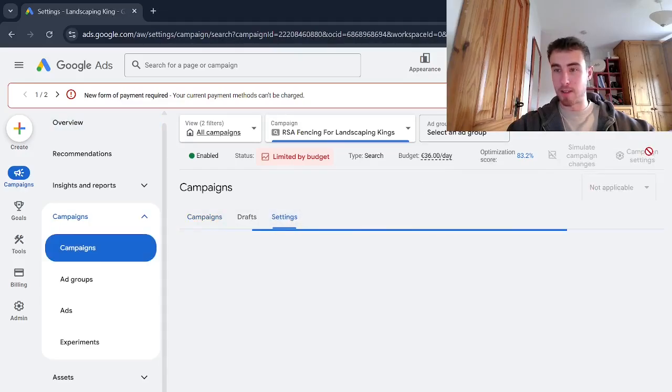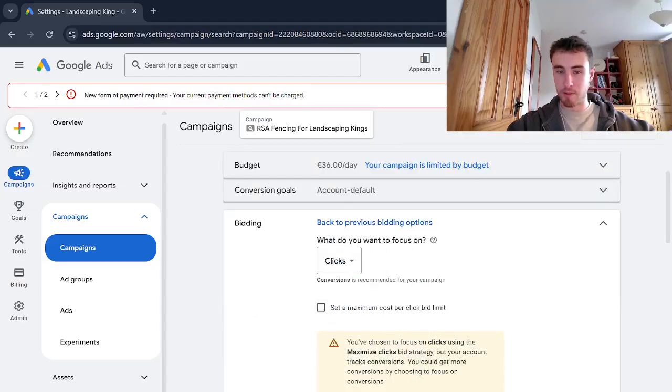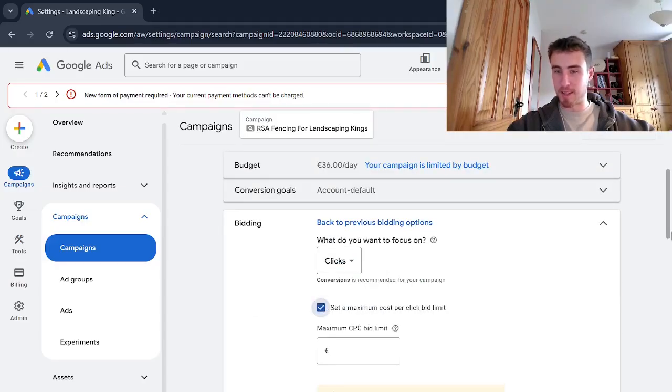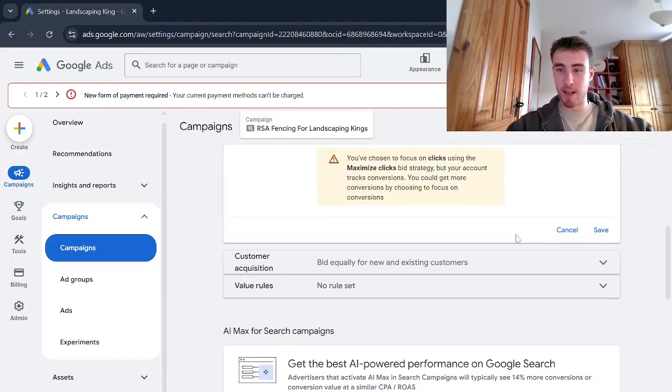And then when you're actually setting your bidding strategy and setting it to maximize clicks using your max CPC, you would go to max clicks and just remember to set the max CPC bid limit, where you'd enter in the €5 here and press save.